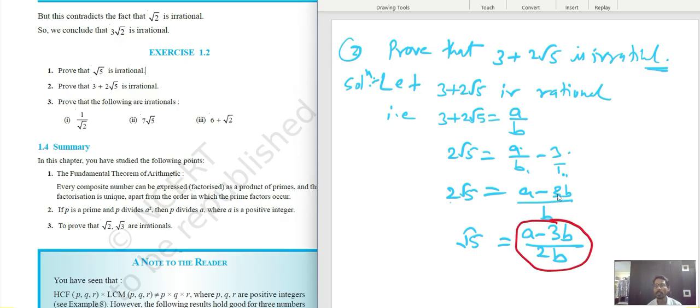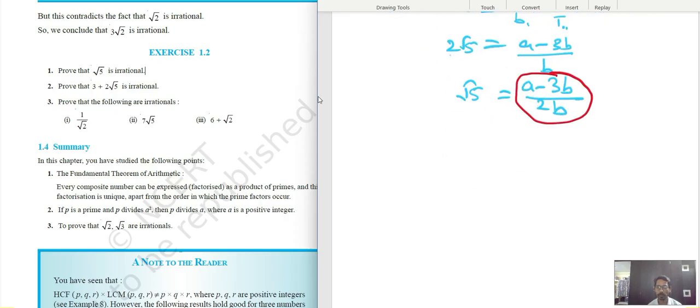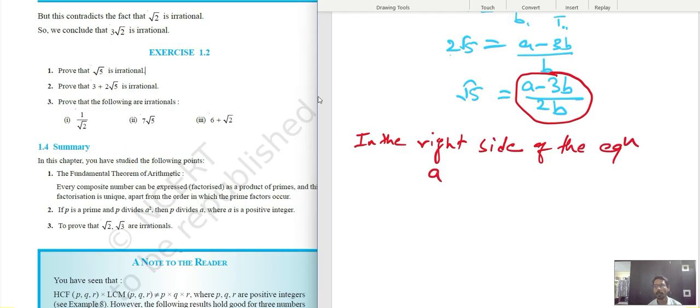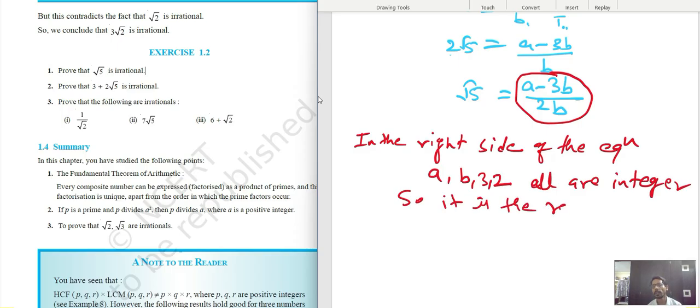Yeah, we can say from here, in the right side of the equation, a, b, 3, 2, all are integer. So it is the rational number.